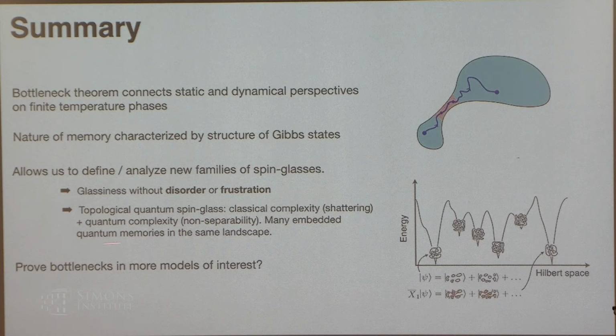But in general, it would be interesting to prove these types of bottlenecks in more models of interest. For instance, I don't think this has been done even for the 4D toric code, which we really expect is a quantum memory. None of this relied on having detailed-balance-obeying dynamics. So for a lot of these local active models of error correction with cellular automata, if there's a candidate cellular automaton that should be stable, then can we prove a bottleneck for that cellular automaton? Okay, thank you.